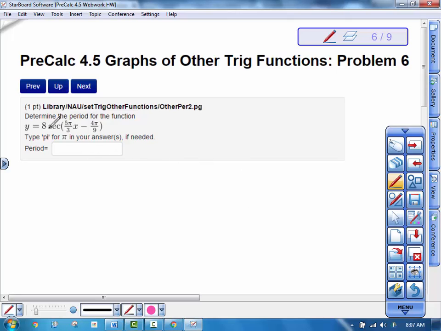All right, next problem gives us secant. Secant is the reciprocal of cosine. And we know the period of cosine is 2 pi, so therefore we know the period for secant is also 2 pi over b. So in this case we have 2 pi over b, which is 5 pi over 3. And I'm going to multiply by the reciprocal instead of divide. So I'm going to multiply by 3 over 5 pi. Pi's cancel, and you get 6 over 5.